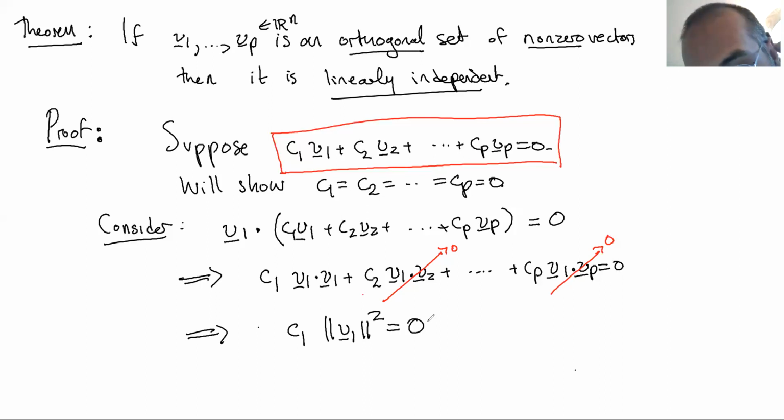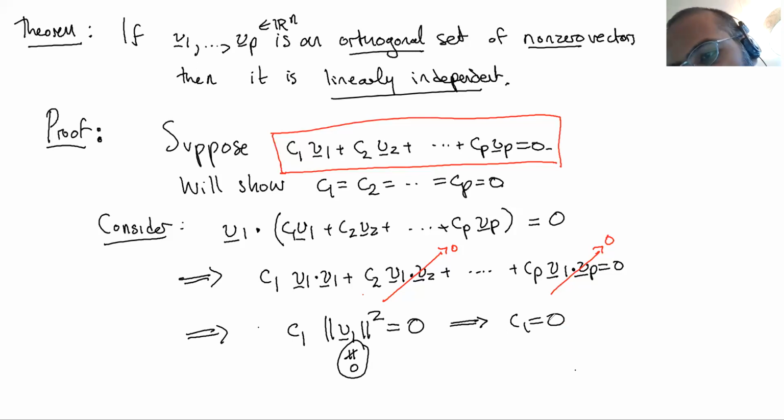That's the beauty of orthogonality: if you have an orthogonal set and a linear combination of them, and you take the dot product with one of the vectors, all the other vectors vanish by orthogonality. But I assumed that the vectors are not 0, so this norm squared is not 0. That means C1 is 0. So I just proved C1 is 0.